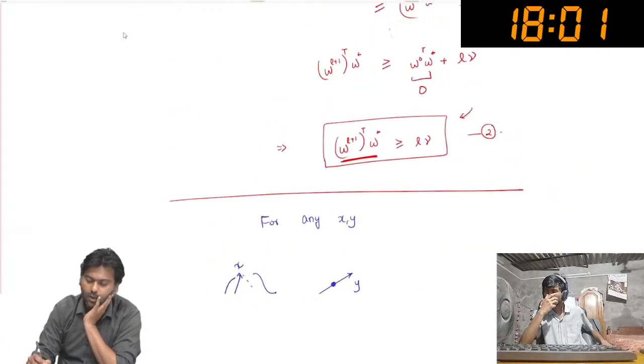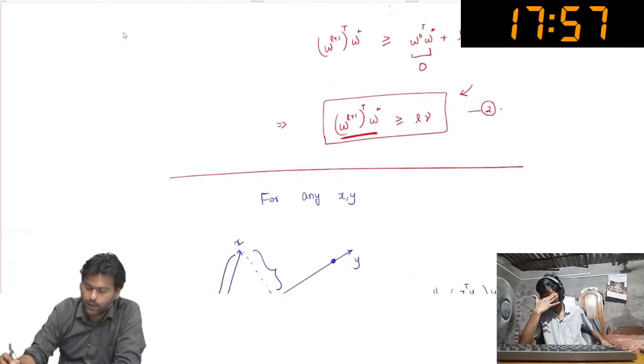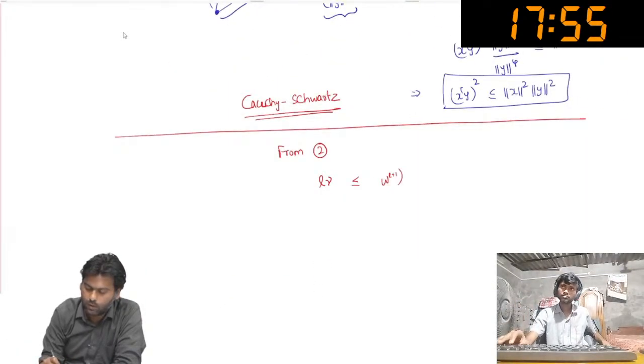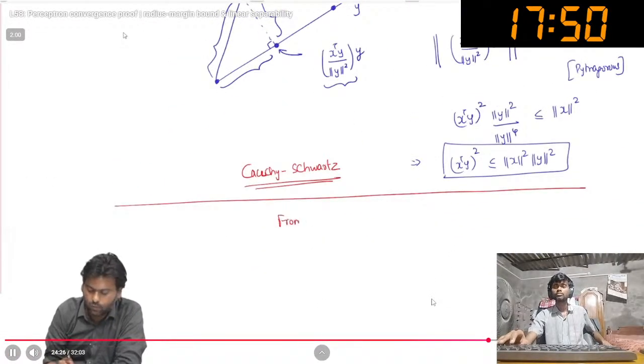But now the x and y that we care about are W_{L+1} and W star, right? So we know already, from 2, that L gamma is less than or equal to W_{L+1} transpose W star. I've just written it the other way, right?